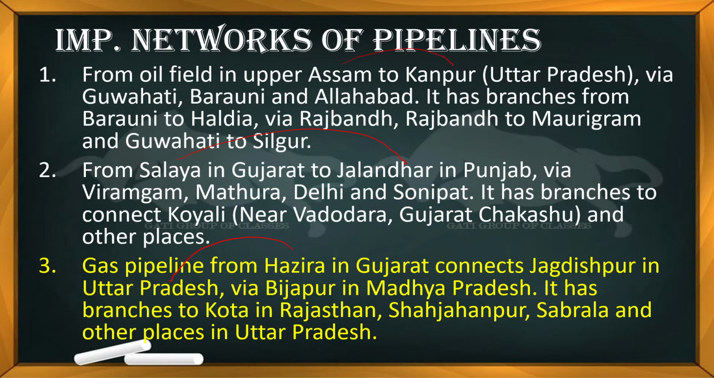Now, the third one goes via Bijaipur in Madhya Pradesh, and the branches are in Kota in Rajasthan, Shahjahanpur, Babrala, and other places located in Uttar Pradesh.